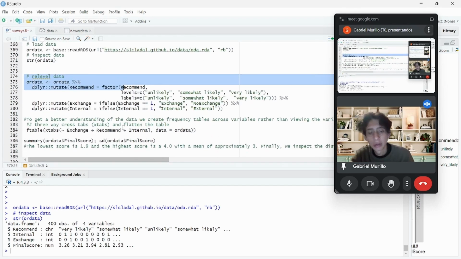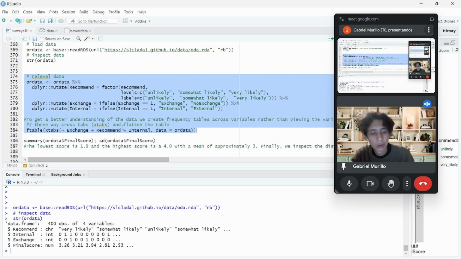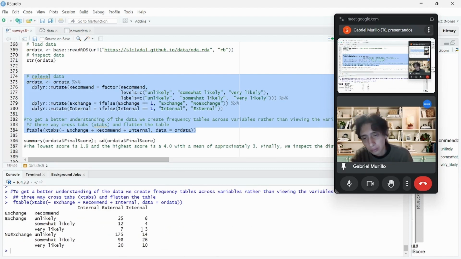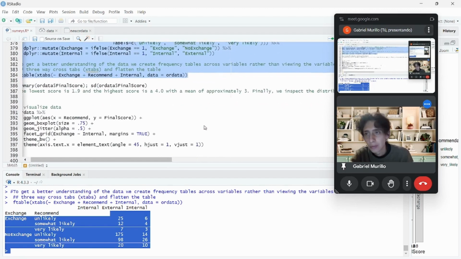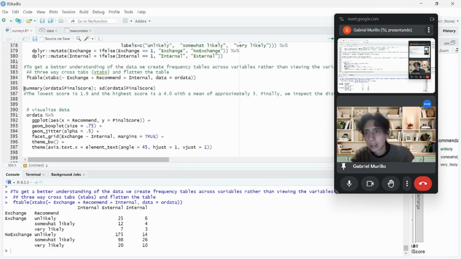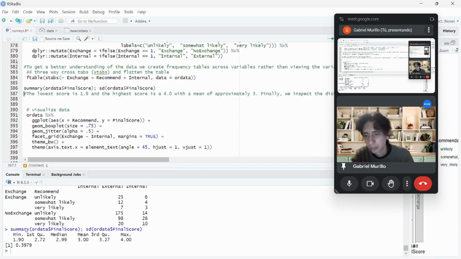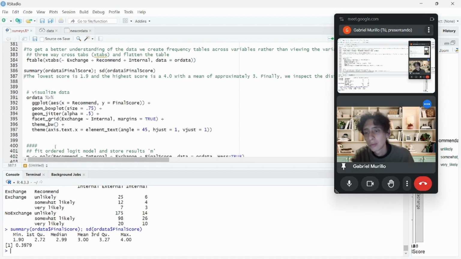We are going to group the data by those categories, and we're going to show a table of frequencies right here. Now, as the final score is a numerical variable, we're going to summarize it with the mean and the standard deviation. We got a mean of 1.9, a max of 4, and a median of almost 3.